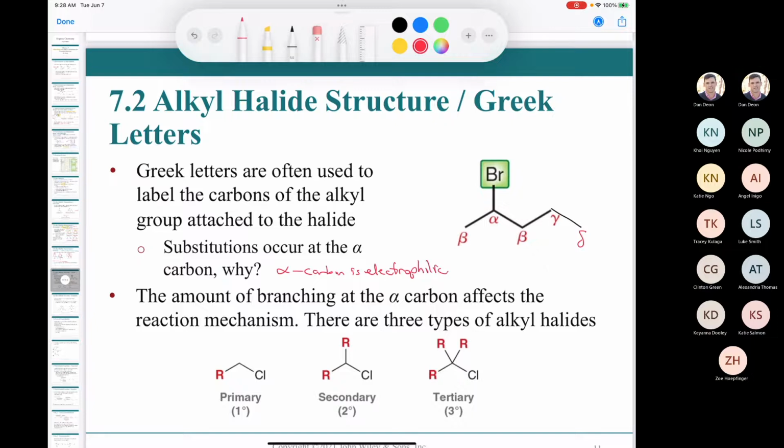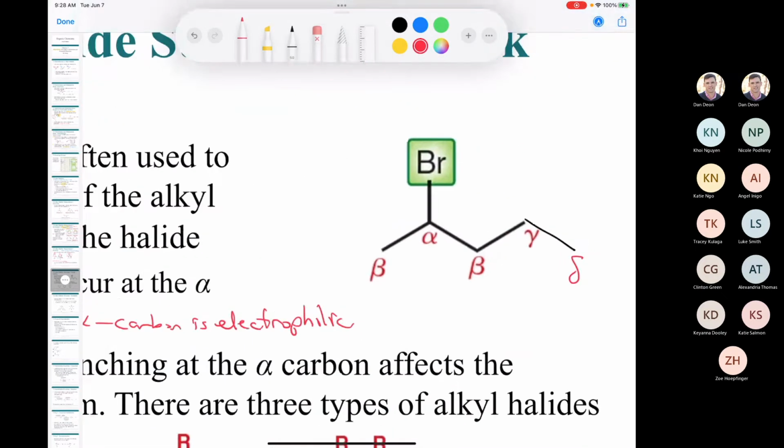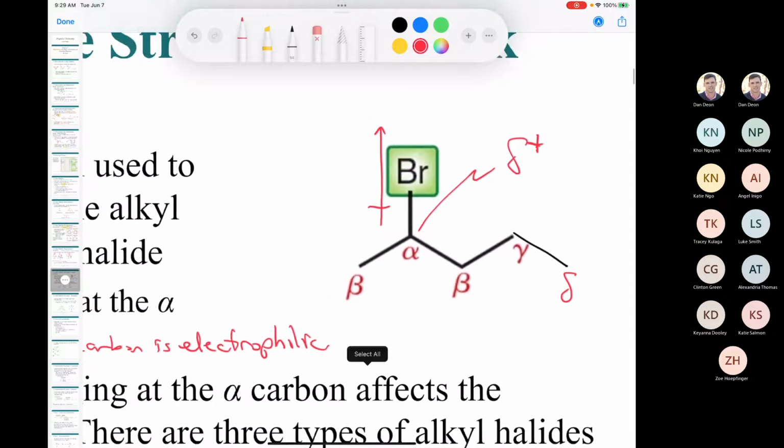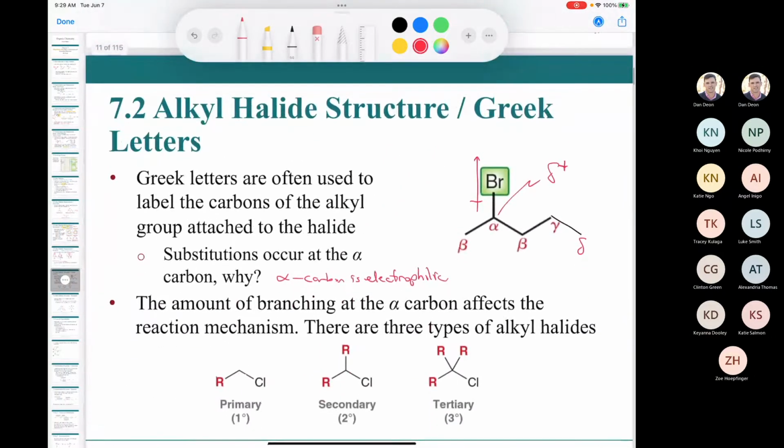The beta carbon isn't electrophilic. If we look at this compound, why is this carbon an electrophile? Again, it's because you have a dipole going this way, which renders this carbon partially positive. The beta carbon, the delta carbon, the gamma carbon, those are too far away. They don't feel that electron withdrawing effect.